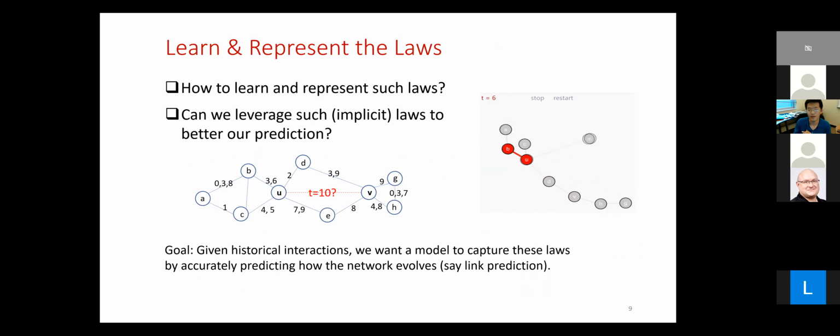And then our idea is this. Right now we want to represent temporal networks.